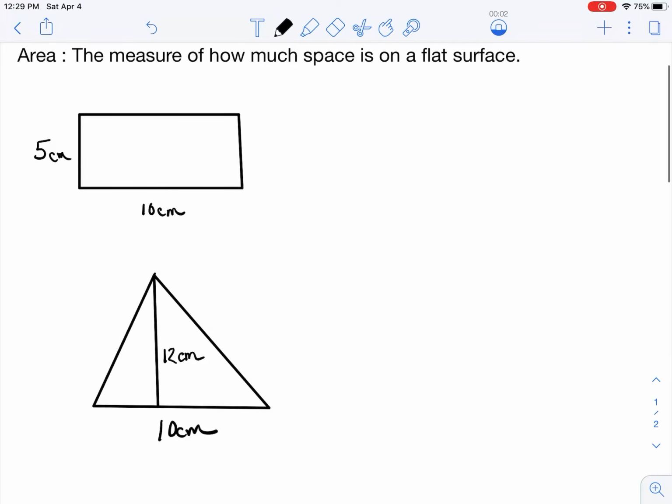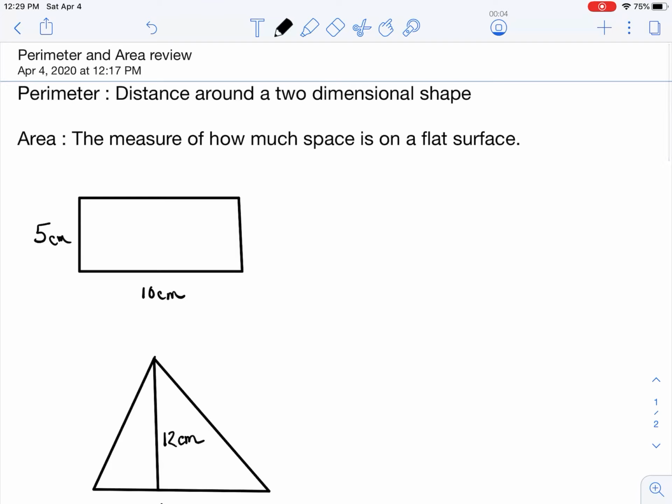Okay, so in this video, I just want to review how to calculate perimeter and area of two-dimensional shapes. So you can see here perimeter, we've got written distance around a two-dimensional shape. So if you look at this first rectangle we have here, all you'd have to do, if you want to take a highlighter, you would just calculate like you're taking a walk all the way around and add up those distances.